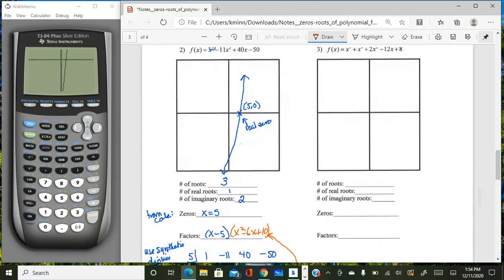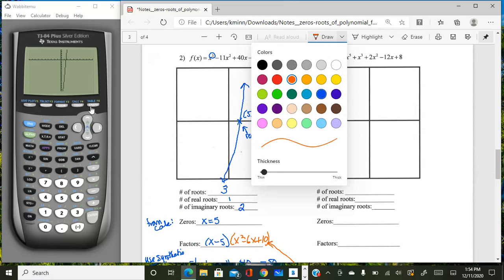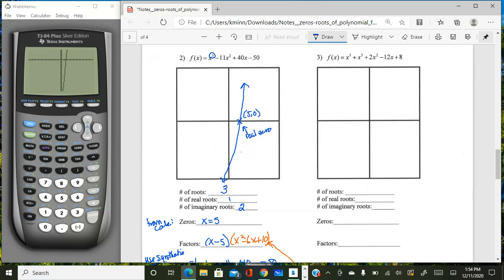Okay, last but not least, let's do one more for good luck. Plotting this is a long one to put in your calculator, but I'm not going to do that. I'm just going to show you what it looks like. This is now crossing the x-axis twice at negative 2, 0, and this point here is at 1, 0.